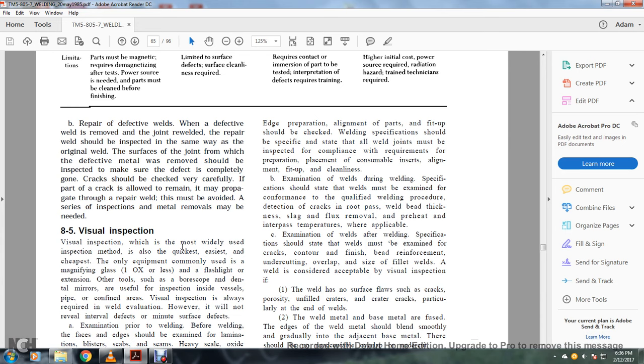Examine the welds during welding. The specification should state that the welds must be examined for conformance with the qualified welding procedure: detection of cracks in the root pass, weld bead thickness, slag removal, and the preheat and interpass temperatures where applicable.